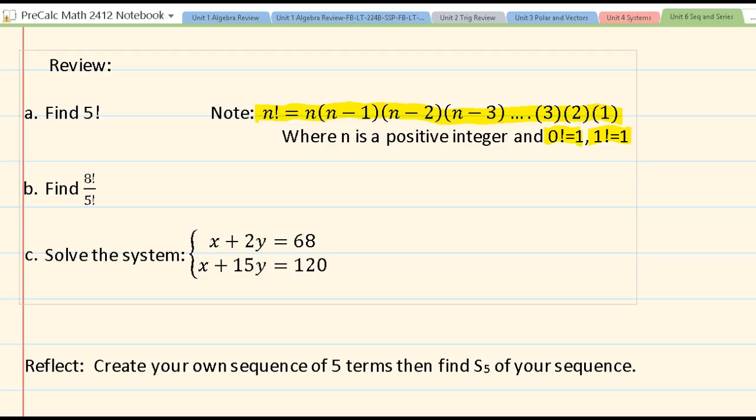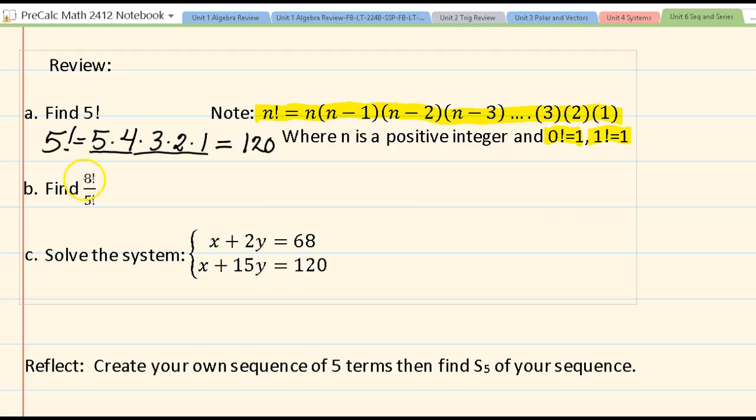You may want to pause the video here and see if you can try completing the review on your own. To do 5 factorial, remember that 5 factorial by definition means 5 times 4 times 3 times 2 times 1. So all I'm doing is just multiplying. I'm going to get 20 times 6, and that's going to be 120. We can also find this on our calculator. I will show you that at the end of this video.